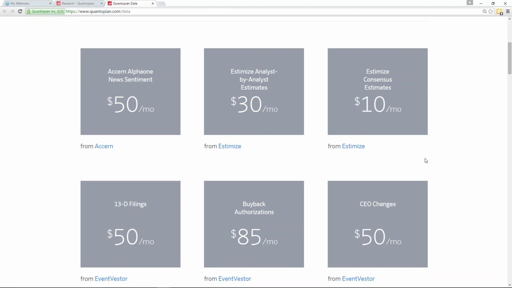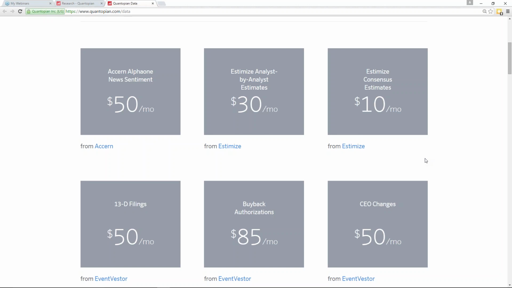For all these data sets, we also provide large chunks of free data. So a CERN, Estimize, EventVestor, all these data sets, you have an opportunity to explore, build strategies, and test your strategies with free data for each of these data sets. The difference with most of these data sets is that the free segment is only for a particular time period. Typically, there's a free portion and then a premium portion for each of these data sets.